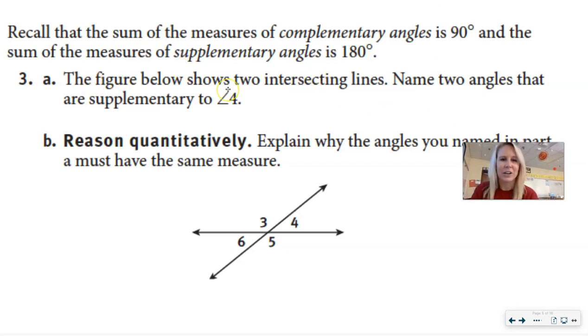So the figure below shows two intersecting lines, meaning that they're crossing. Name two angles that are supplementary to angle 4. Again, supplementary means if you put them together, they would make a straight line. So go ahead and tell me what angles you think would be supplementary to 4.